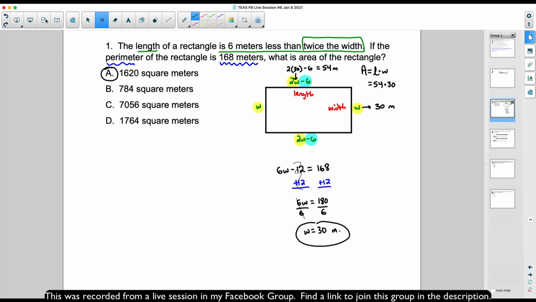Now, some things to talk about. You could see a question like this on the TEAS, but instead of it asking you for the area of the rectangle, it may just say, hey, what is the width? If the question simply said, what is the width, we would have stopped at 30. That would have been our answer. Had the question said, what is the length? Well, you would still have to solve for the W, the width, but then we could plug that in to find that length of 54.